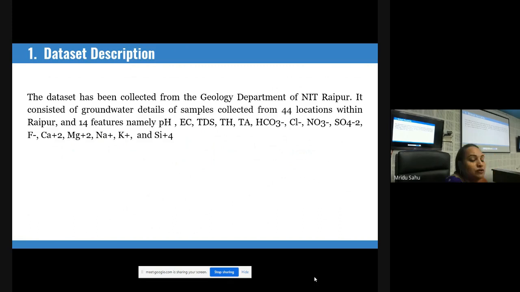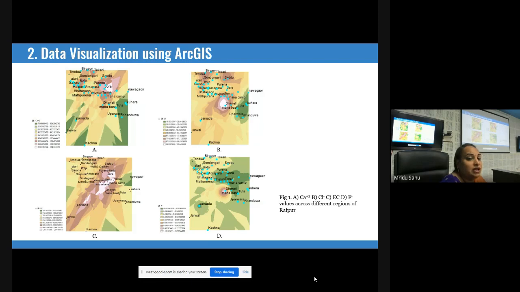We have to understand. So data is collected from the geology department of NIT Raipur. It consists of groundwater details of samples collected from 14 locations within Raipur itself, and 14 features, namely pH, EC, TDS, TH, TA, H, CO3 minus, Cl minus, NO3. So these are all chemical components present in water. This is the visualization we have done ourselves using ArcGIS.